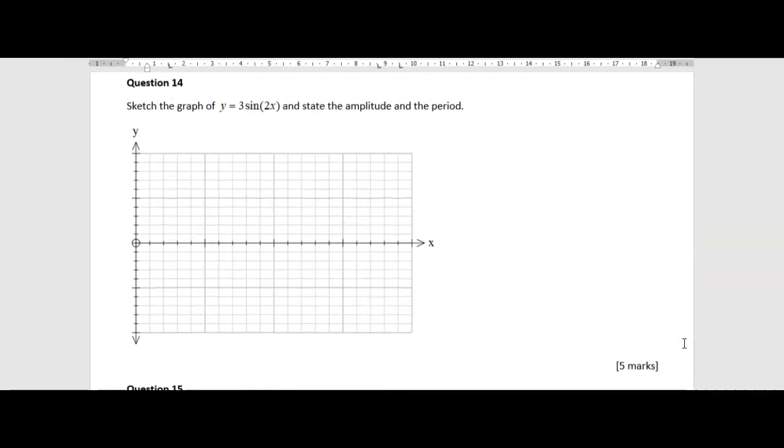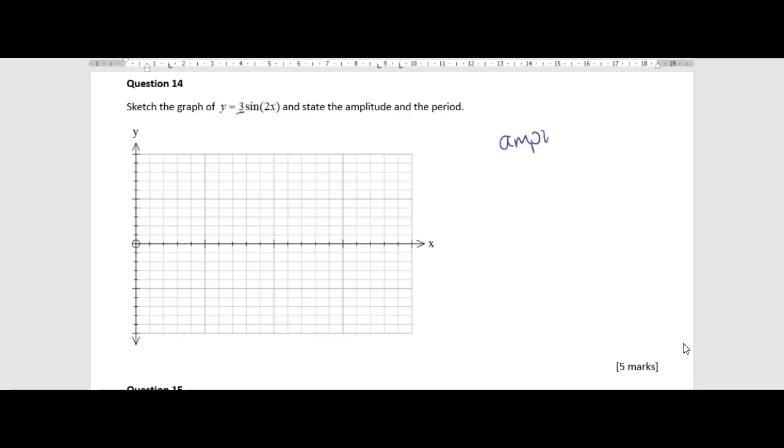Okay, question 14. Sketch the graphs of y equals 3 sine 2x and state the amplitude and the period. All right, so your amplitude is always your coefficient of sine or cos. So the amplitude is 3. And your value of n, which is the coefficient of x, so the period is equal to 2 pi on n, which is 2 pi on 2, which is equal to pi.